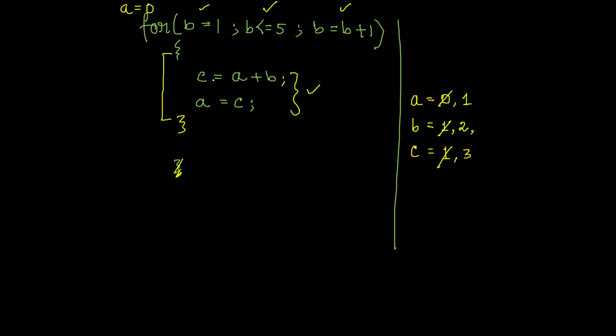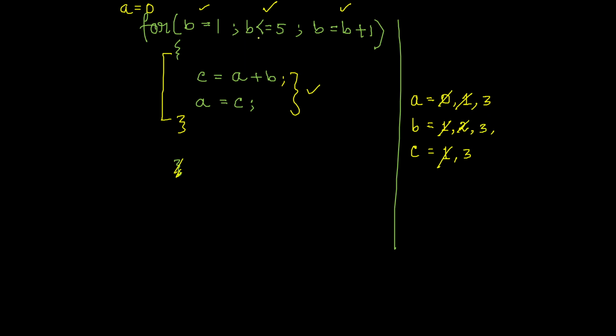As soon as the new value of C is 3, the new value of A will be copied from C also. That means the content of A will be equal to 3. Fine. Again B will be incremented by 1. So now B will become equal to 3.